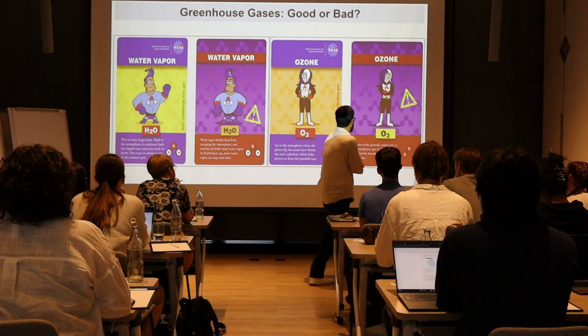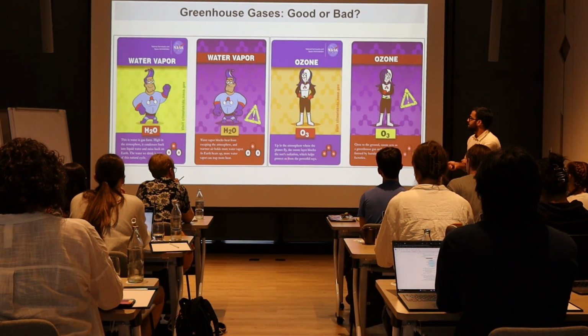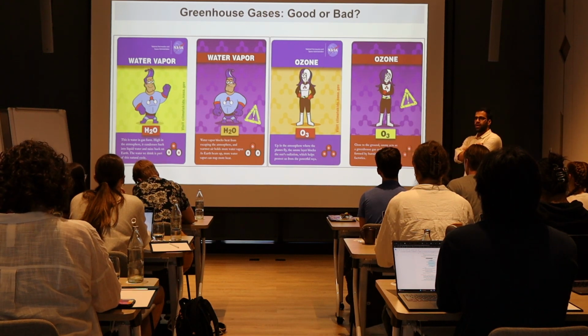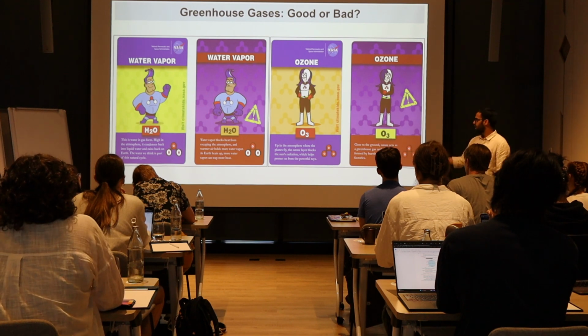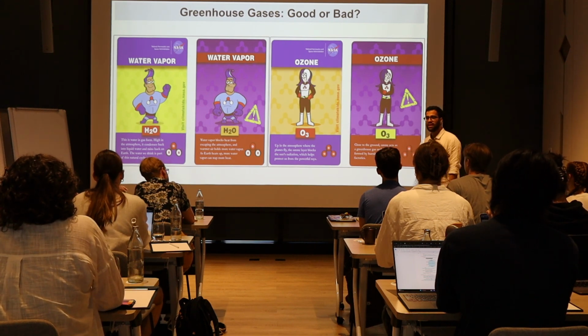And then we have the ozone. Ozone is good for us because it protects us from ultraviolet radiation, but if it is in the lower atmosphere, then it creates a problem. It's a greenhouse gas there.